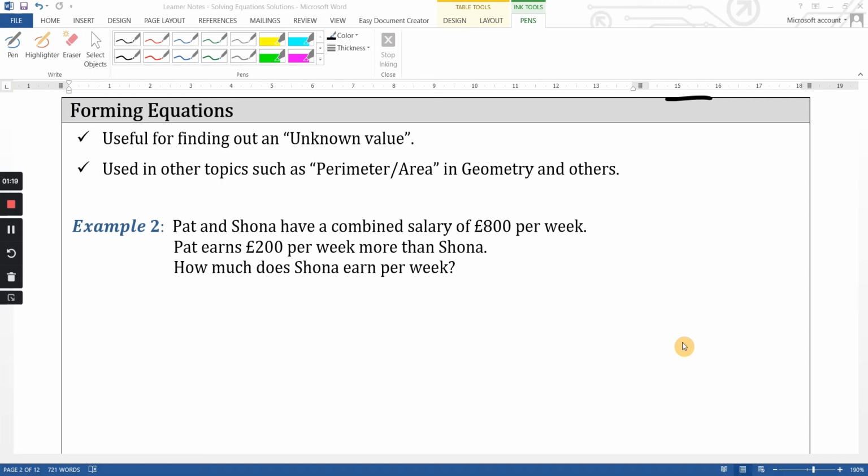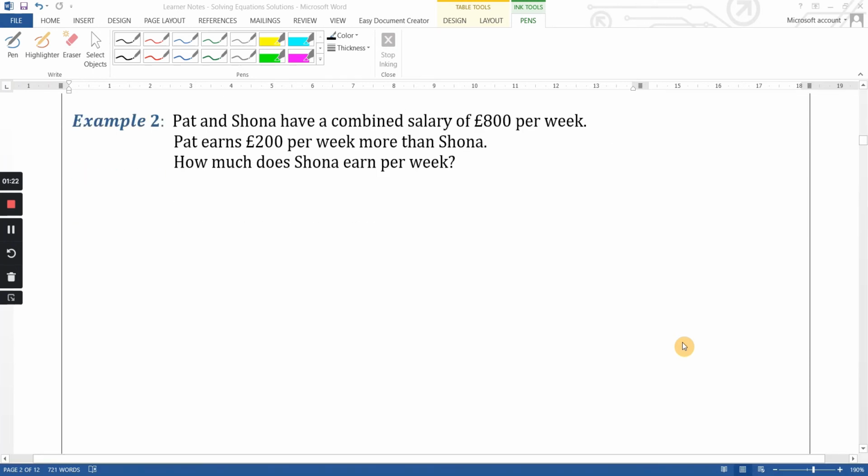Right, so you can probably guess what the answer is. This is a very simplified example that I'm using, but obviously we don't want to guess in the exam. And a good way of doing this is to say who's got the smallest amount. Pat earns £200 per week more than Shona, so Pat definitely earns more than Shona. So let's say that Shona's salary is equal to X. That's the unknown value.